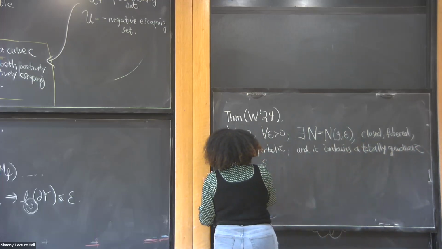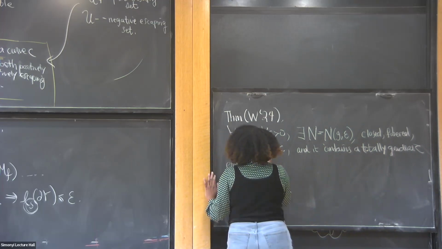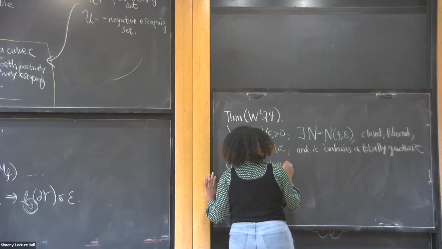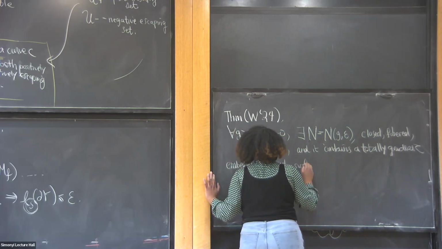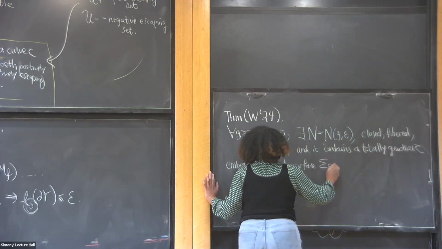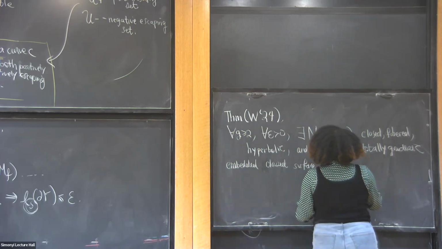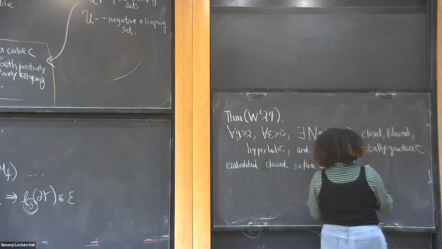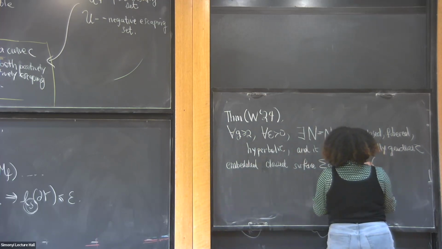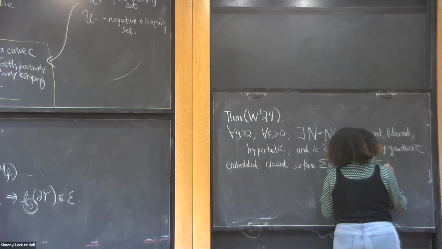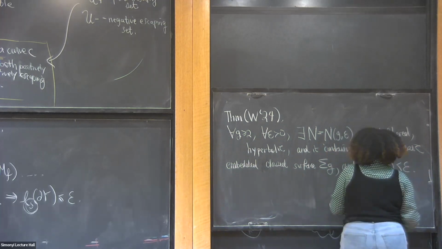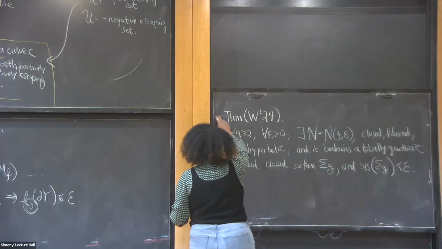Embedded, I'll say, that's important. Closed subsurface of genus G. And the systole of that, the shortest curve, is less than epsilon. So I really like this theorem.